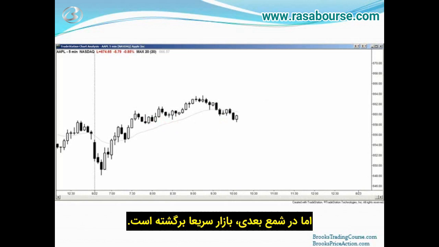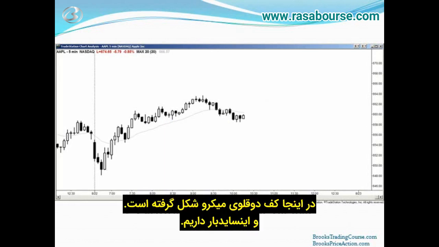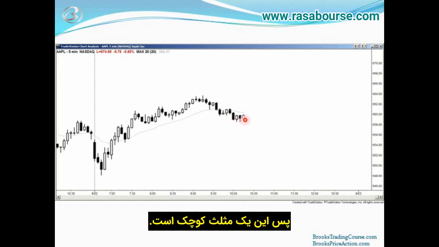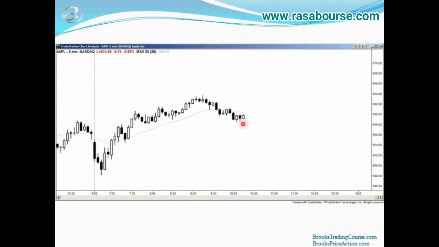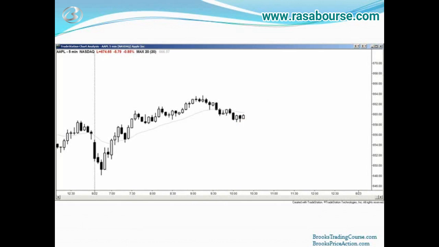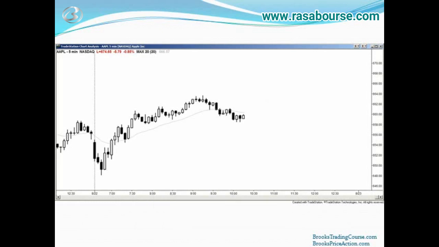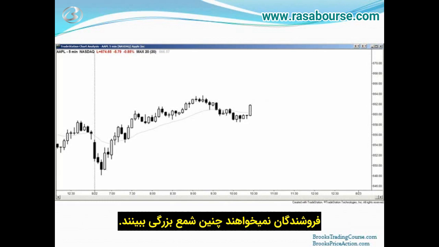Good looking bear bar, but immediately reversed by the next bar. Okay, we got a micro double bottom right here with an inside bar, so that's effectively a small triangle. So the bulls might want to buy this. The bears are expecting that the next leg up will be the last and that we'll get a major trend reversal.